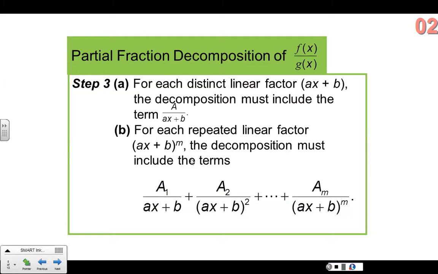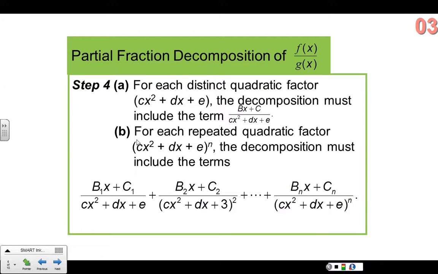For example, if I had ax plus b to the third, I would have to put an A over ax plus b, a B over ax plus b squared, and a C over ax plus b to the third. Walk your way up to the highest power. For each distinct quadratic factor that's not reducible, not factorable, the decomposition must include a Bx plus C, a linear combination, for your numerator. For each repeated quadratic factor, the decomposition must include the terms, so on. So you have to walk your way up to the highest power, just like you did with linear factors.